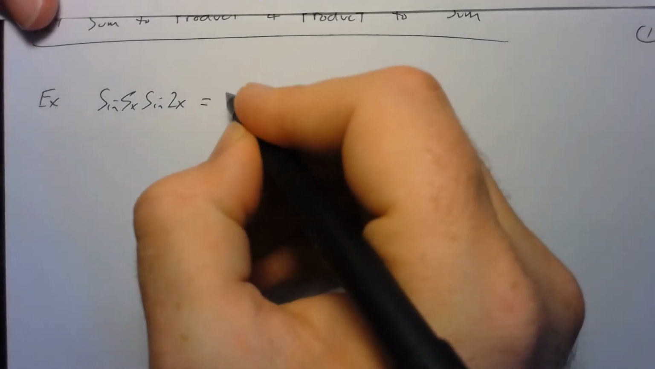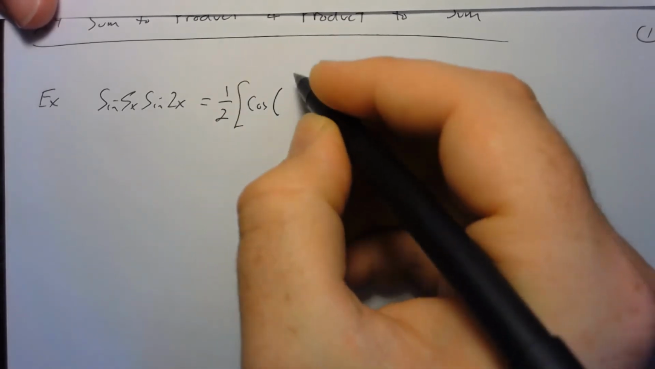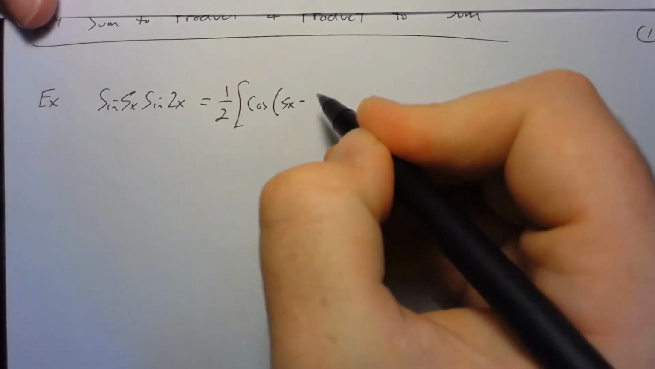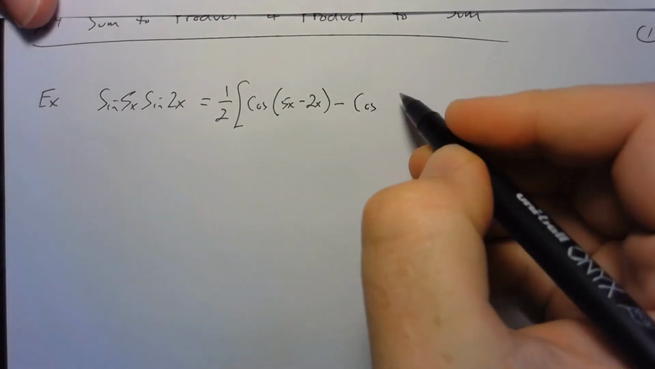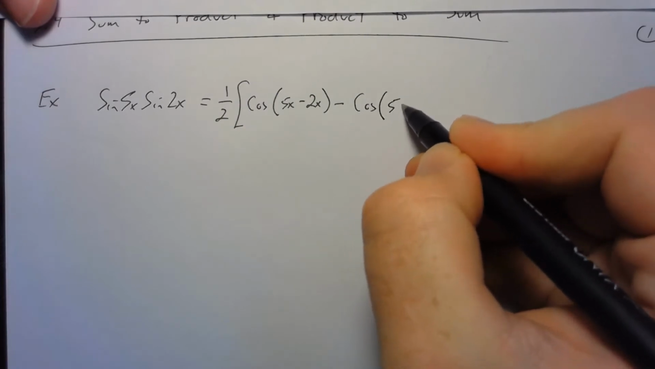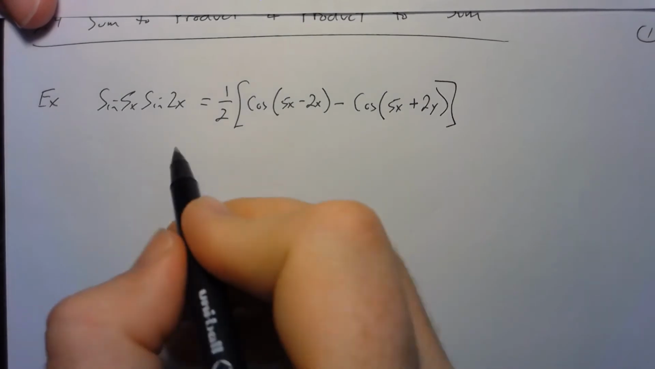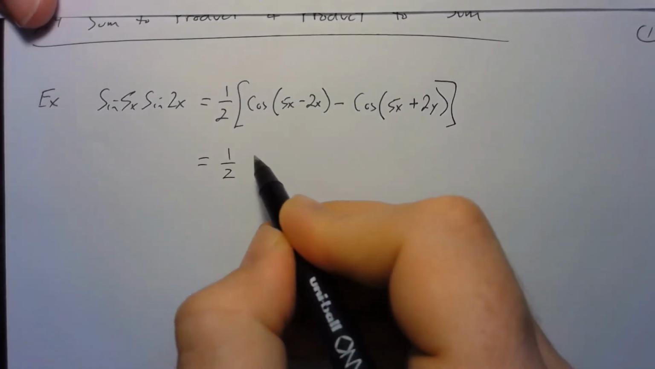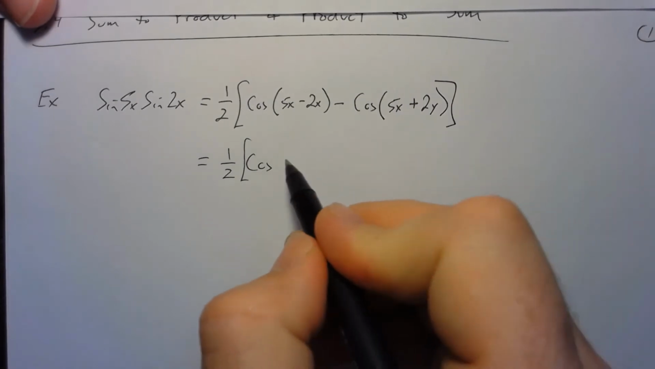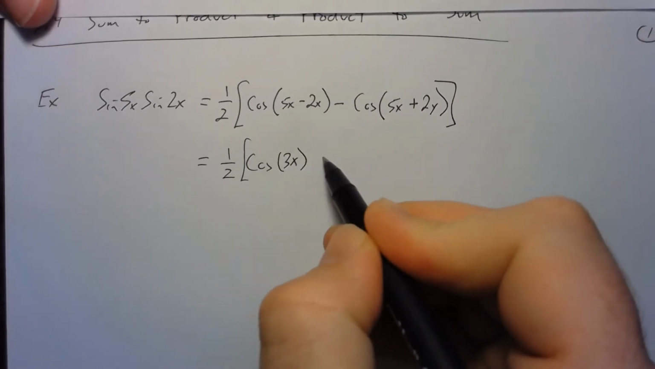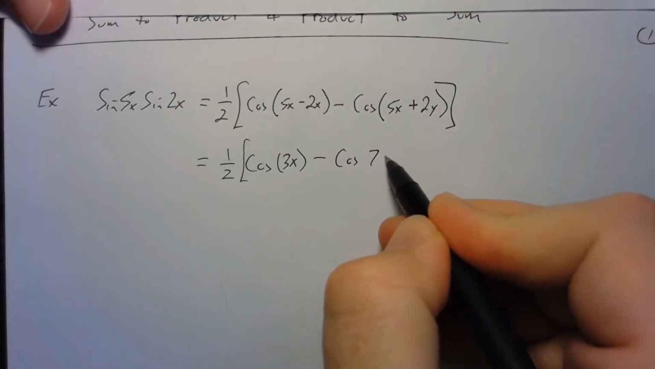So if I'm very careful about how I do that, I'm going to have 1/2 times the cosine of my x, being 5x, minus my y, being 2x, minus the cosine of my x, being 5x, plus my y, being 2x. I'm going to close those brackets, and I'm going to end up getting equals to 1/2 times the cosine of, in this case, 5 minus 2x is 3x. Again, I can do algebra within a single cosine function. And then I can do the same thing over here, giving me the cosine of 7x.